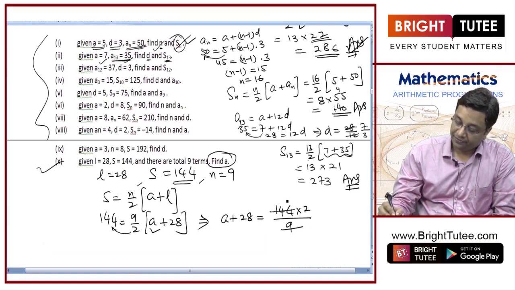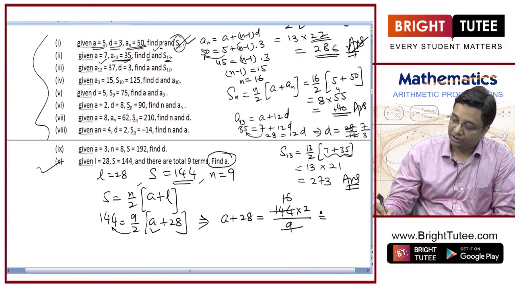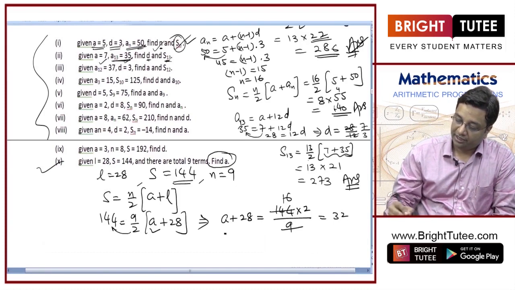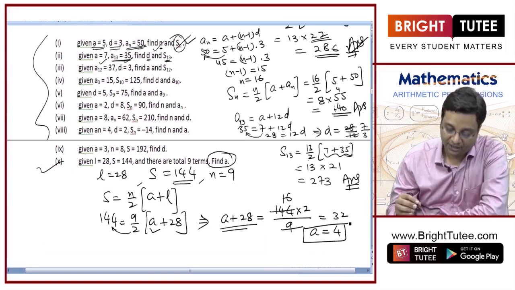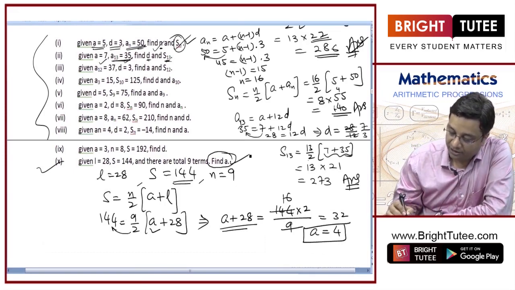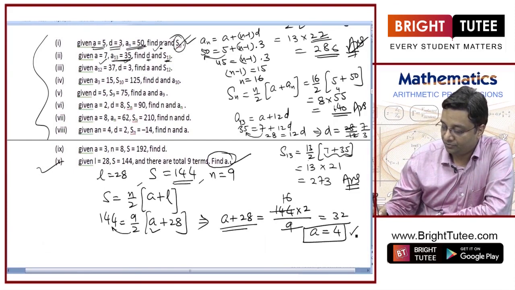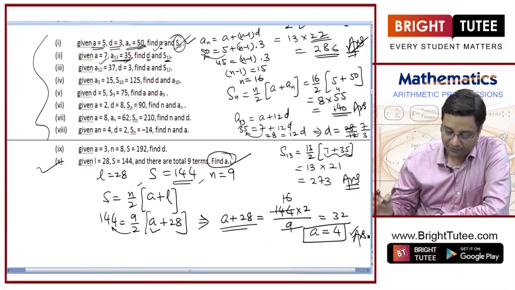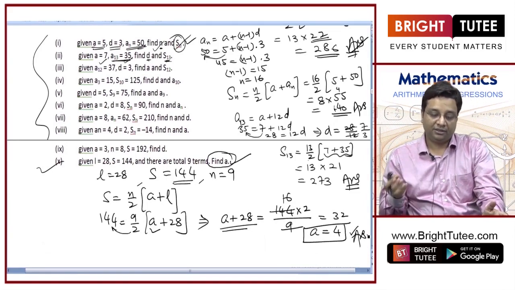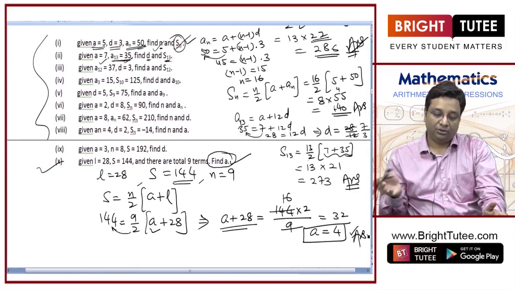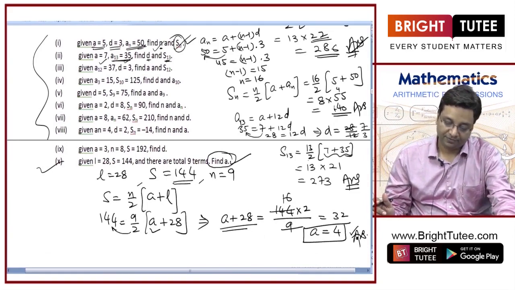It will give me 16, right? 16 into 2 is 32. So a plus 28 is equal to 32. It will give me a equal to 4, right? So we need to find a here, and a is equal to 4. So this is your answer. All these questions are similar, so I leave this question for you to do yourself, right?